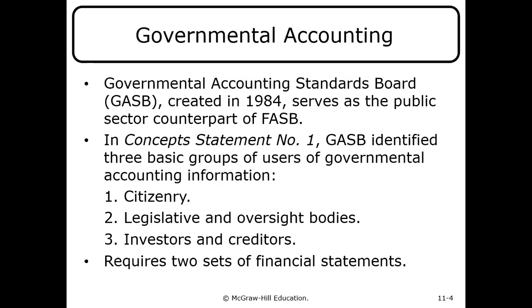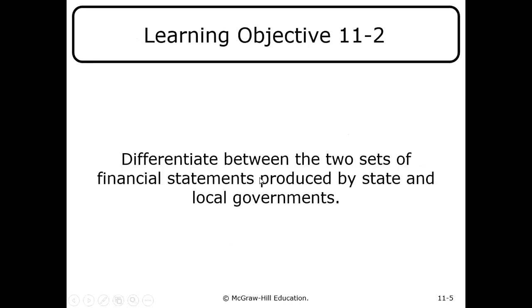And then there are investors and creditors of the government, and they want to know the amount of available and likely future resources. They want to see the debt position of the government and the ability to service that debt. So because we have these three different groups who want to see governmental accounting information, we're actually required to create two sets of financial statements. Let's take a look at them.